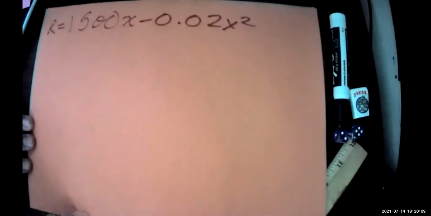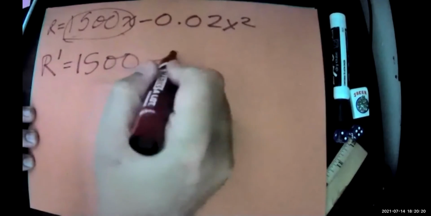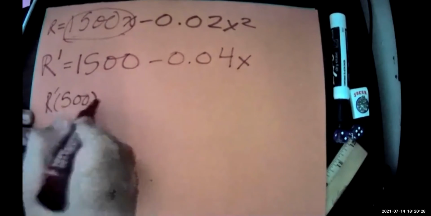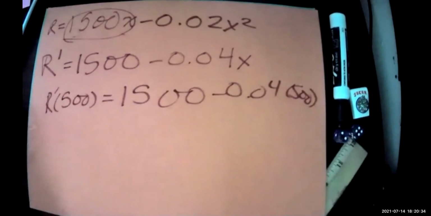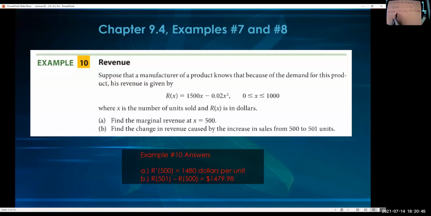And then I would find R prime, which is the basic power rule or coefficient rule, 1500. And then I would take 2 times minus 0.02, which is minus 0.04, and then lower that by 1. And then I would take this answer and figure out what it is for 500, and figure out 1500 minus 0.04 times 500 to get my solution. So figuring this out, you would get that figure 1480.